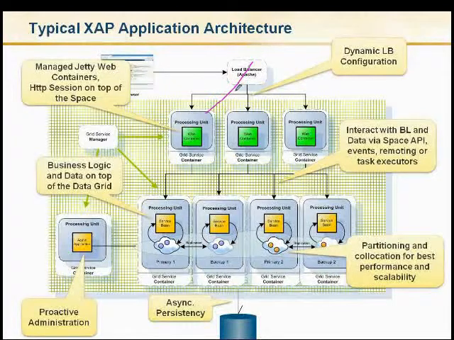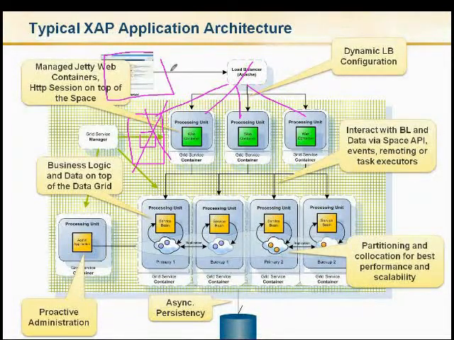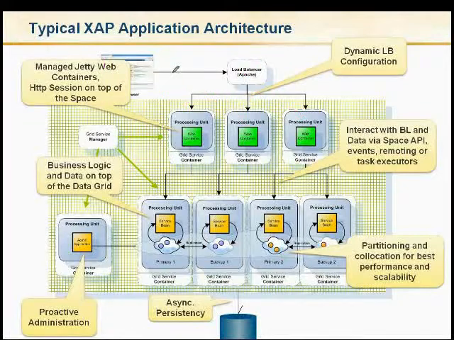So if the load increases, for example, and the number of web requests goes above a certain predefined threshold, then this proactive administration unit can actually instantiate another web container and have the load balancer route requests to it. And vice versa, if the load decreases, then we can shut down this instance, and everything, of course, is transparent to the end client of the application.